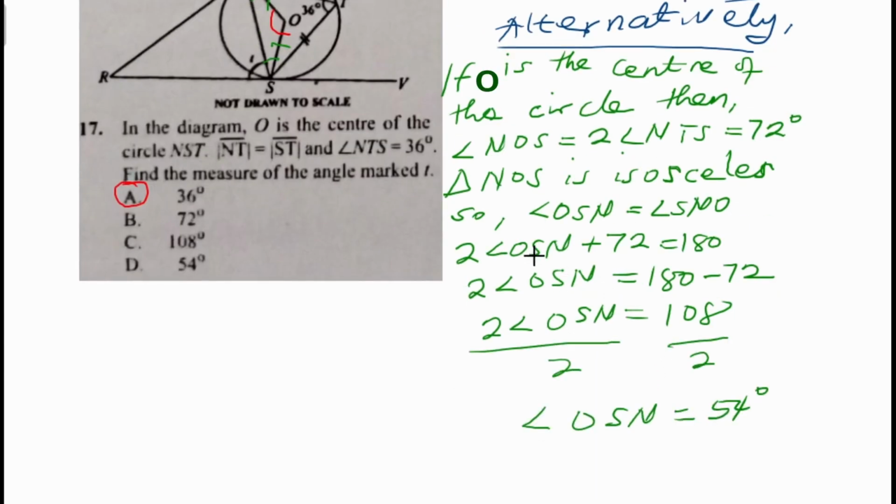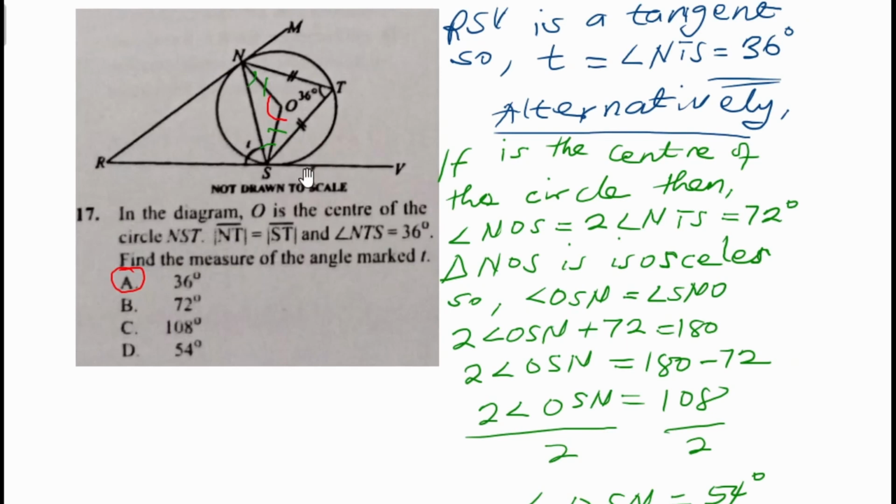So let me explain that. Triangle NOS is isosceles, so angle OSN will be equal to angle SNO. I explained that earlier at the top here already. So this angle here and this one here will be congruent. So I can just say that twice angle OSN, since they are the same, so twice of this will represent the two of them, plus 72, which is the angle here, will be equal to 180 degrees, which is the sum of angles in the triangle.